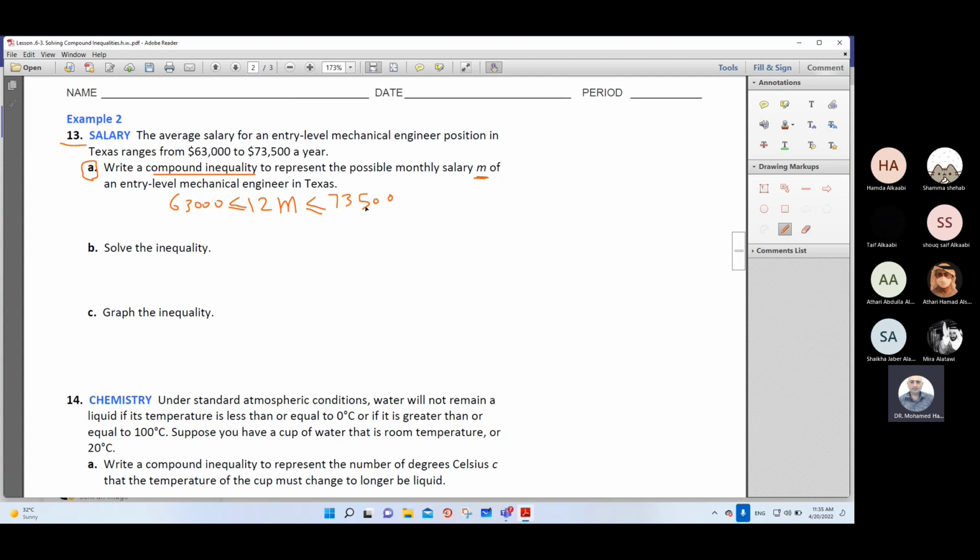Now this is a compound inequality. Now I want all of you to solve and graph. Solve this inequality, please, and graph this inequality. Then send me your solution in the message. Start, please. You have 5 minutes.